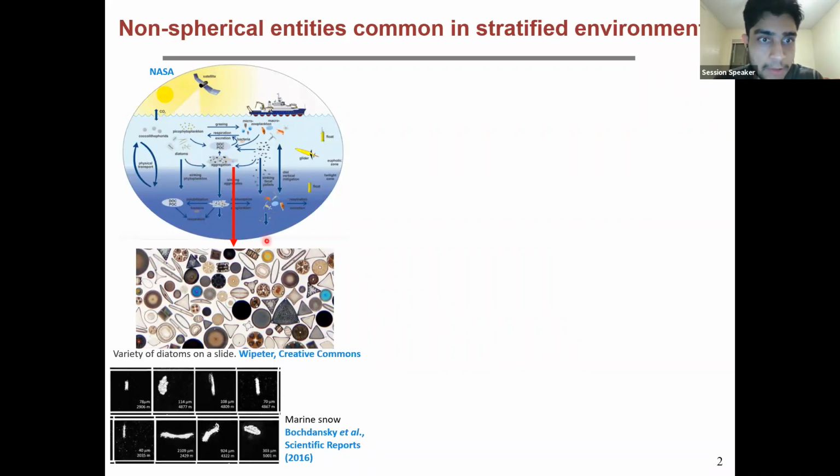If we just look at phytoplankton, they actually come in a variety of shapes other than spherical. The most common shapes are disc-like flat shapes or rod-like elongated shapes. In addition, the marine snow particles are also not exactly spherical, and they are kind of elongated. So it is very important to understand how this anisotropy affects the motion of these particles in a stratified environment.